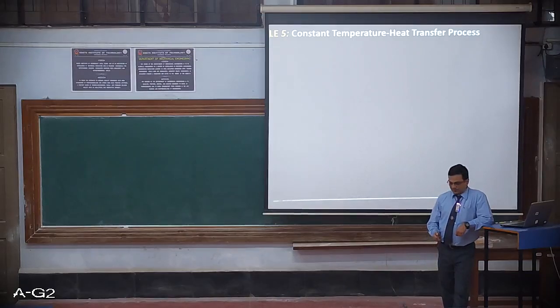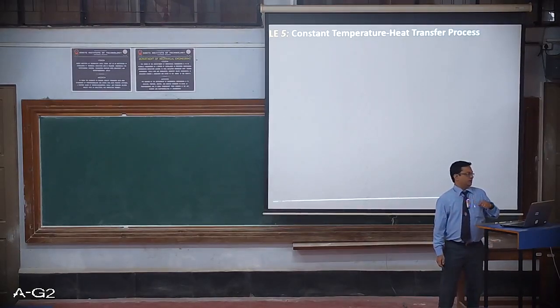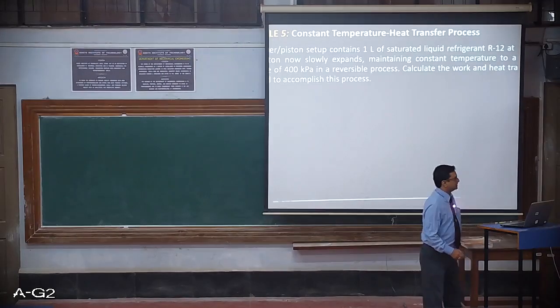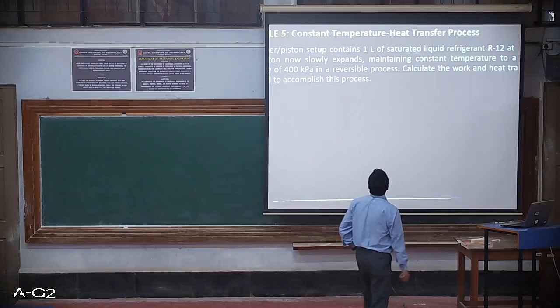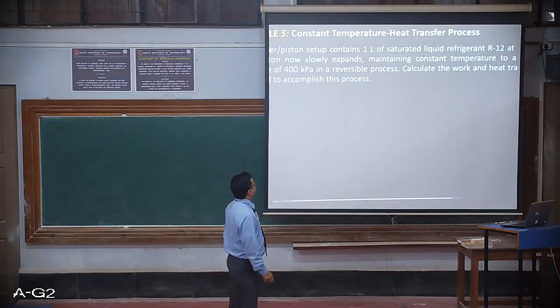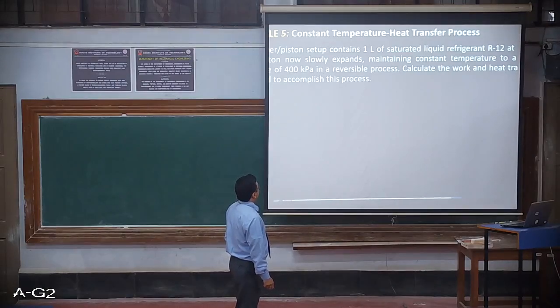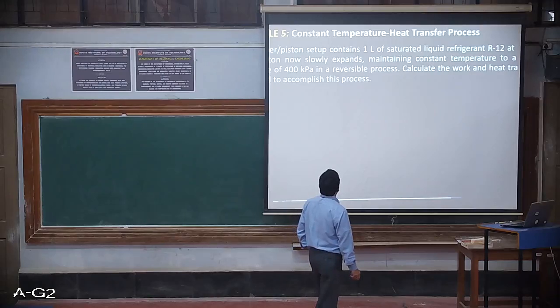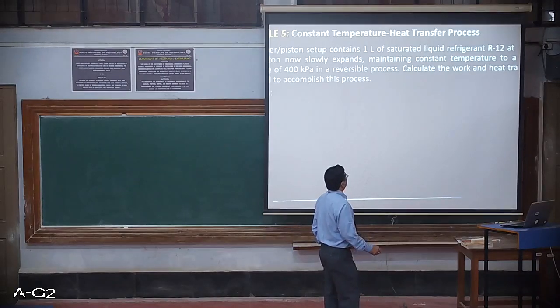Okay, so today we'll take up a quick relook into what we discussed in the last class. We started with a small problem on reversible process again, where constant temperature heat transfer is considered. So this was the problem. A piston setup contains 1 liter of saturated liquid refrigerant, which slowly expands, maintaining constant temperature at 400 kilopascal in reversible process. So calculate work and heat transfer.